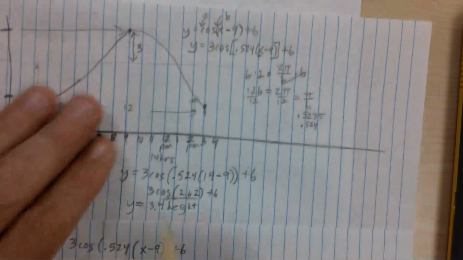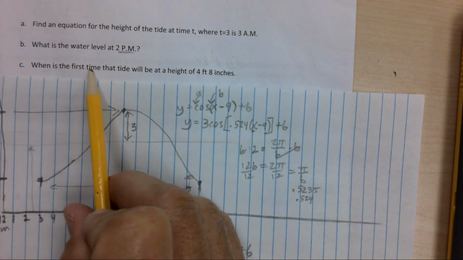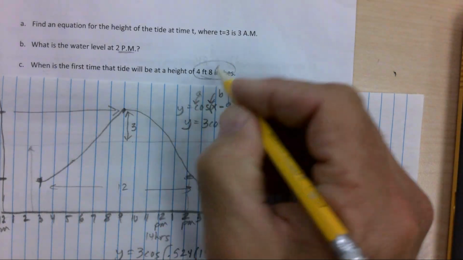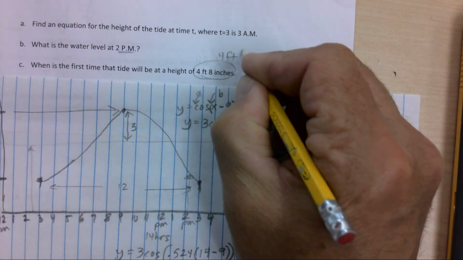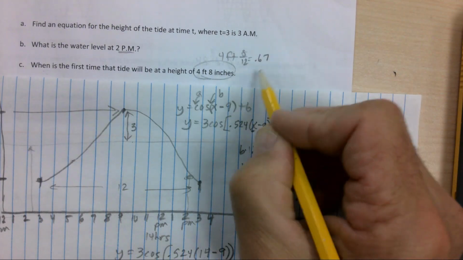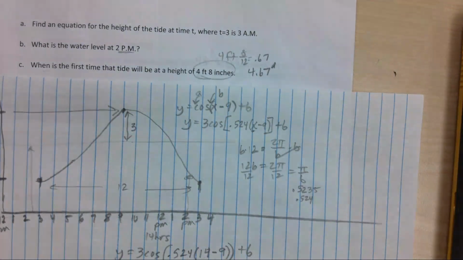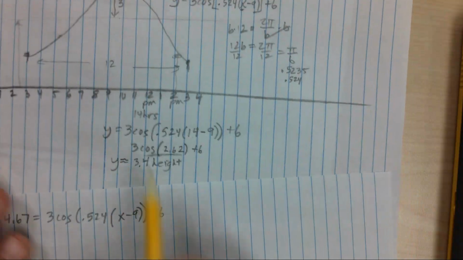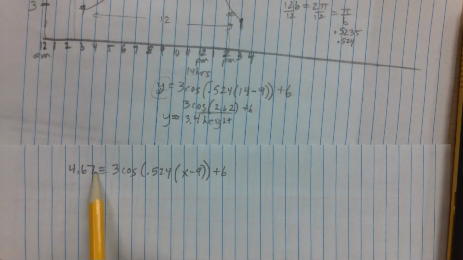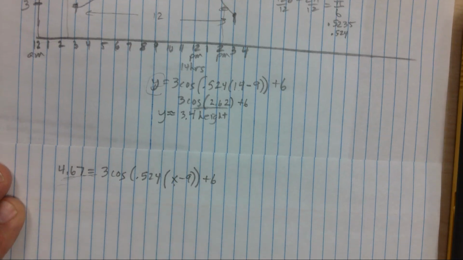All right, next question. When, in other words, find t or x, is the first time the tide will be at a height of 4 feet 8 inches. Now what I did is I converted this to 4 feet and 8 twelfths, which is just 2/3, which is 0.67. So it's 4.67, just feet. And so that's why I put it right here, and I transferred it right here for the height. And now we need to find that value right there. So let me do some work and I'll be right back.